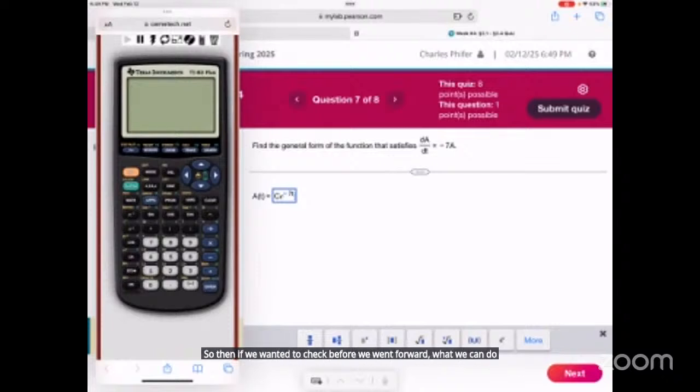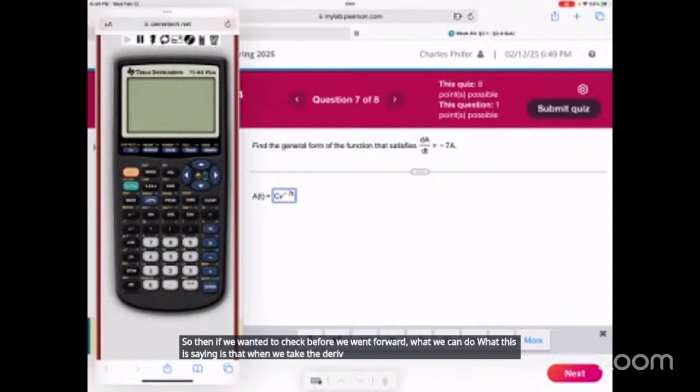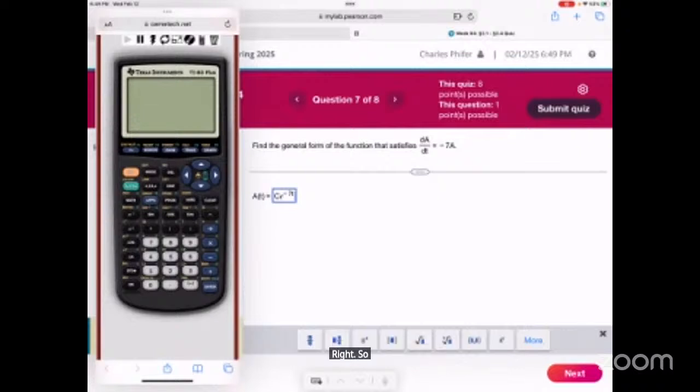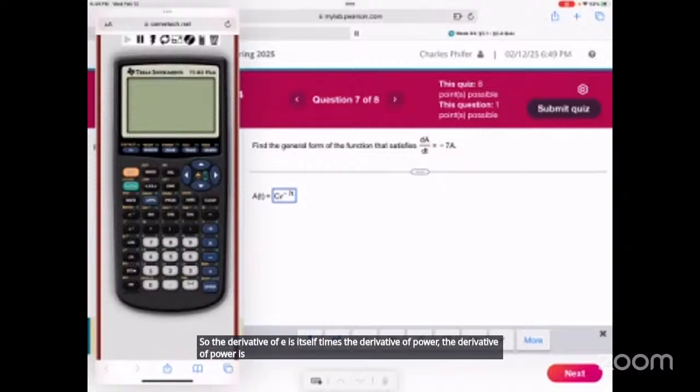what this is saying is that when we take the derivative, the answer should be -7 times the original, right? So the derivative of e is itself times the derivative of the power. The derivative of the power is -7, so this does work, right? Ultimately we're going to get -7 times the original.